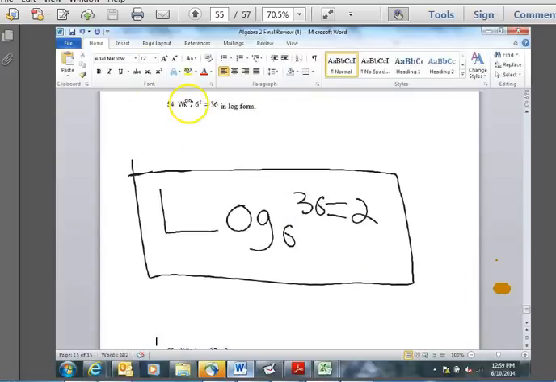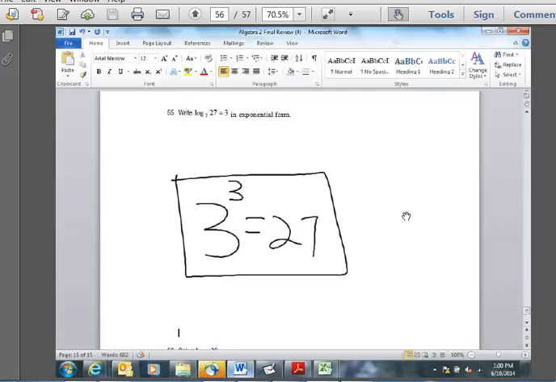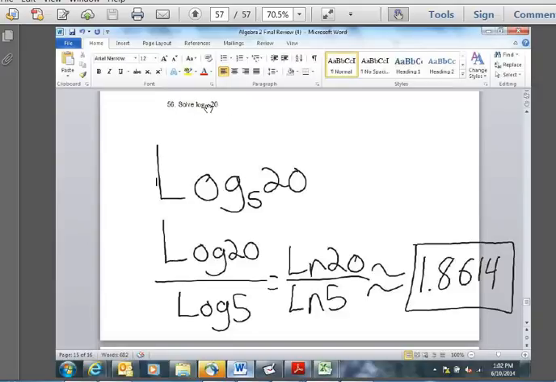Write this in log form. The base is always the base. So base of this is 6, base of my log is 6, and that 2 and 36 switch positions. Or do our loop diagram, 6 to the 36, 2. Write in log form in exponential form. Base is always the base, and these two things flip-flop positions. Or 3 to the third equals 27.